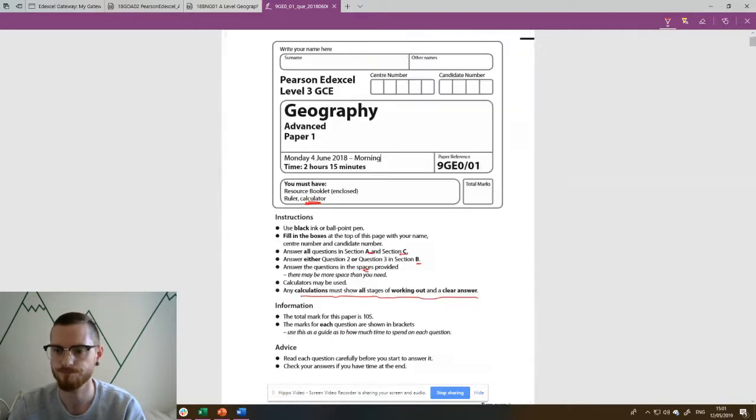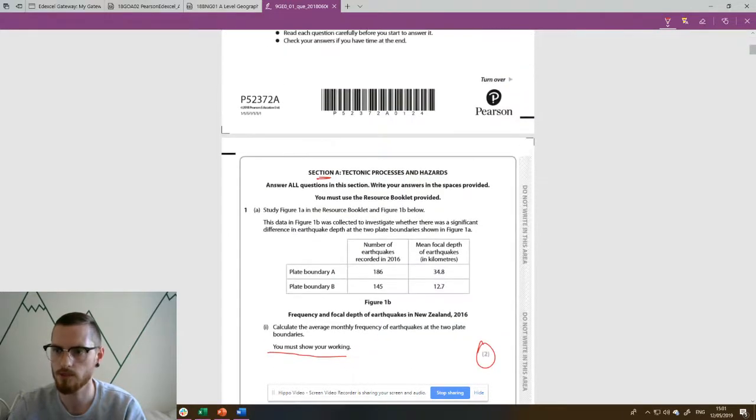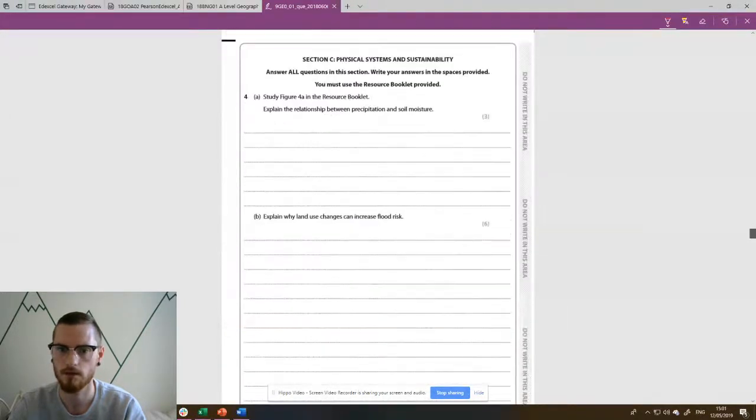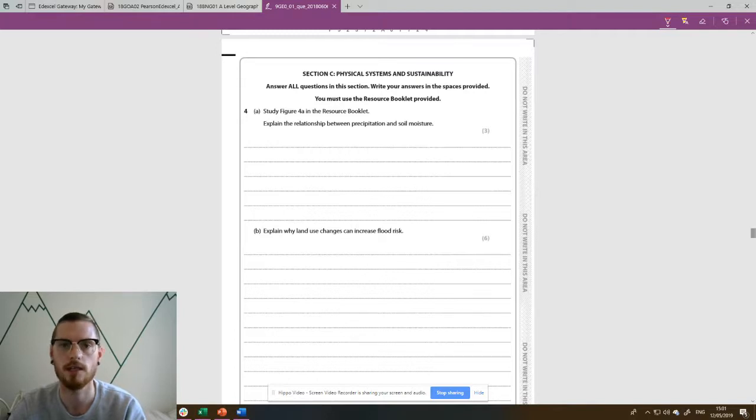Last section of the paper, just keep going down here. Apologies, I keep skipping. And here it is, section C is physical systems and sustainability.